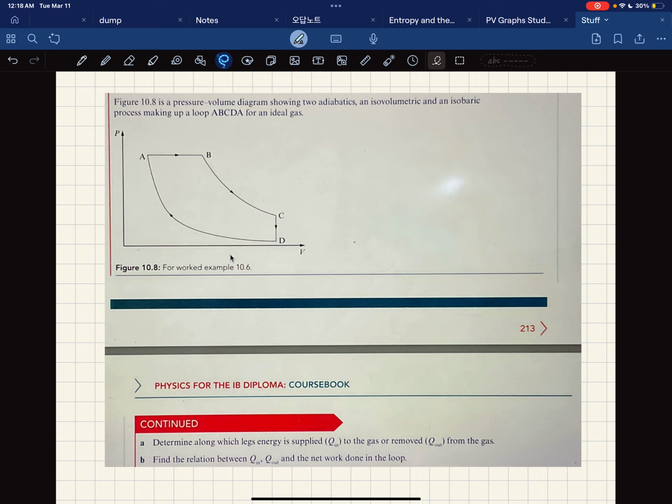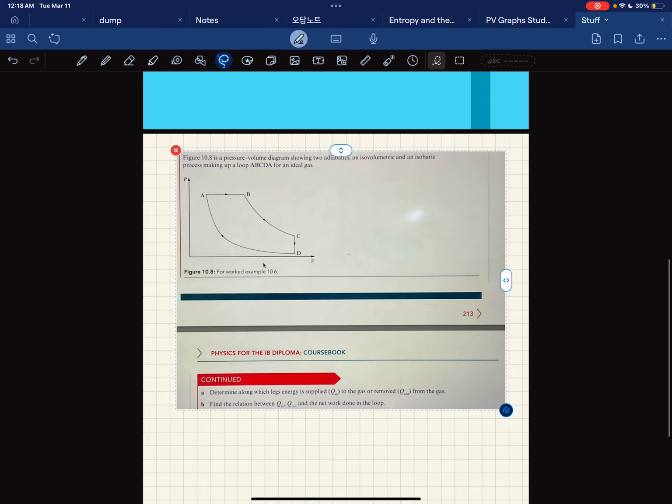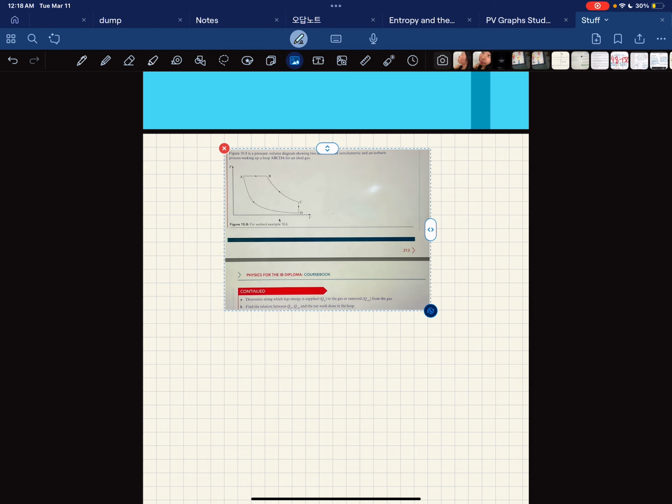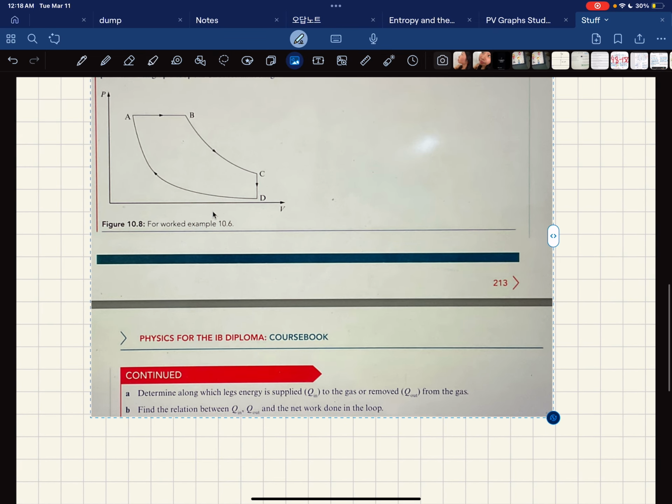Okay, let's get started. I'm going to resize this a little bit so it's a tiny bit smaller. No, I'll just make it bigger, it doesn't matter.